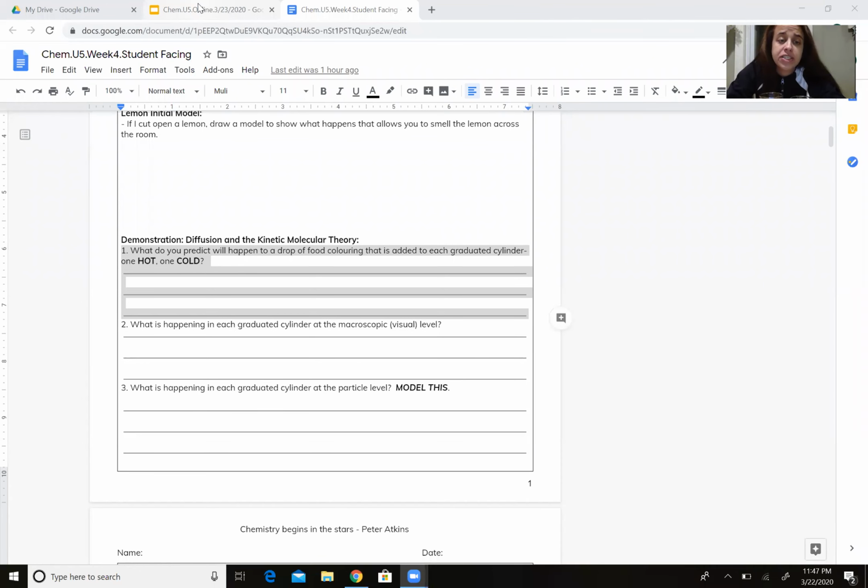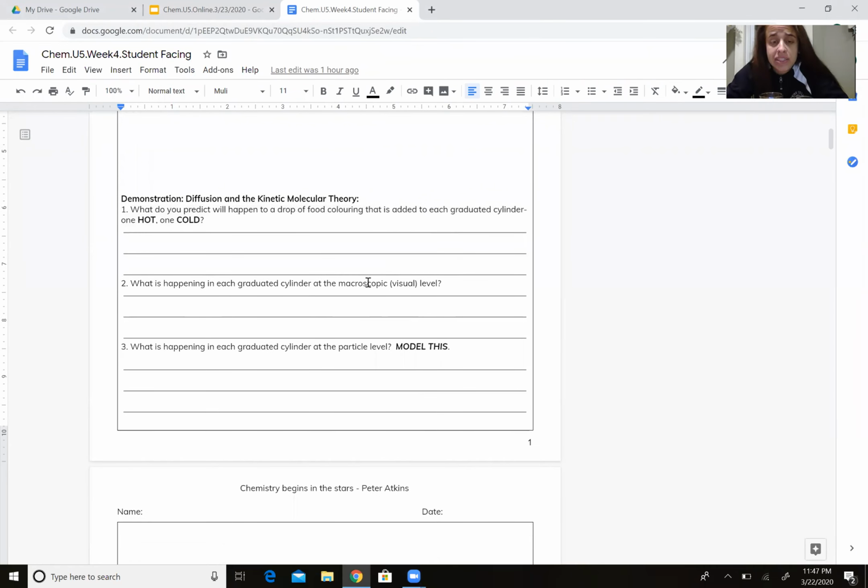Okay, welcome back. You guys should have completed question 2 and 3 on your packets. So you should have answered what is going on at the macroscopic level. So what are we seeing? Just literally what's going on here. And then what is happening at the particle level.